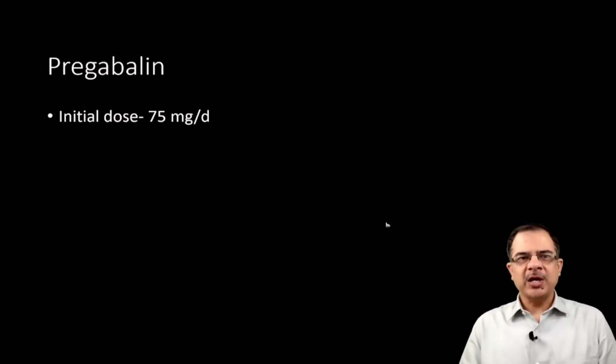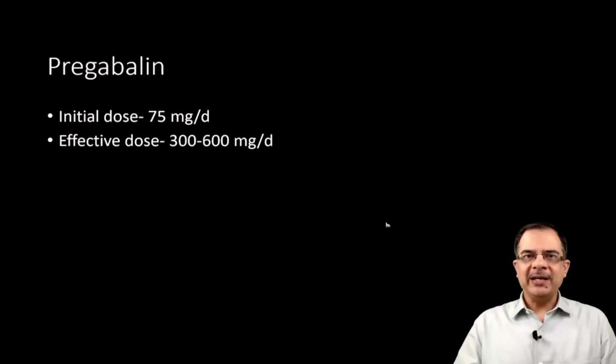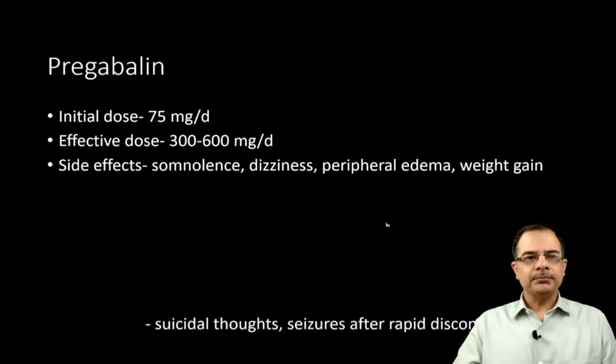So we usually start with 75 milligrams per day, and every 1 to 2 weeks we keep on titrating the dose till we reach the effective dose. The effective dose of pregabalin is 300 to 600 milligrams per day. Side effects like dizziness will be there, and peripheral edema. This is quite common in diabetes patients. Patient will start complaining of weight gain and pedal edema.